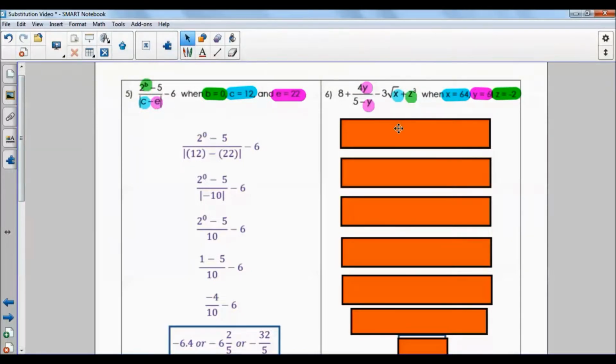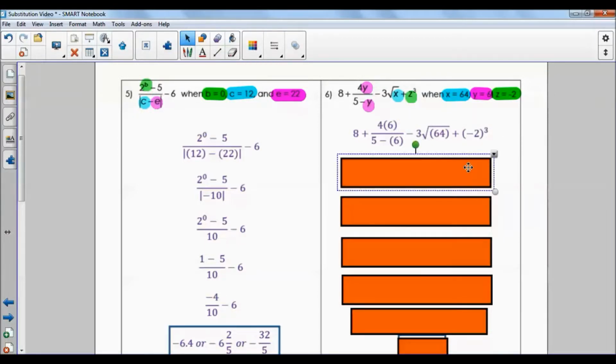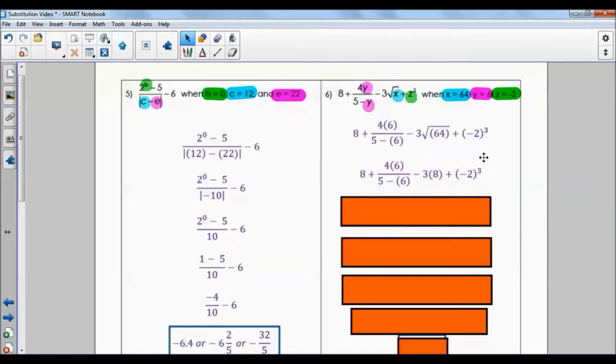Okay, so let's look at our substitution with parentheses always. So 8 plus, that stays the same, 4 parentheses 6 over 5 minus parentheses 6. Minus 3 square root of 64, I put my parentheses around it, plus parentheses -2 cubed. Okay, grouping symbols is where we got to start, right? So I would start with your square root because that is a grouping symbol. So square root of 64 is just 8.